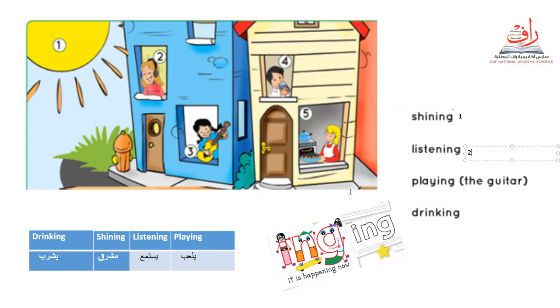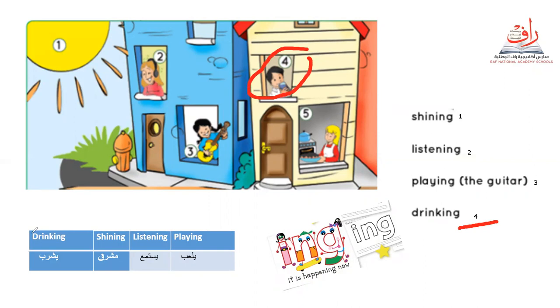Yes, number three. Let's go for number three. Where is number three? She or he? Yes, she. She is playing the guitar. Good job. And number four. Where is number four? Here is number four. Let's circle the number four. What is he doing? He is drinking. Good job. Drinking. This is number four. So we got shining, listening, playing the guitar, and drinking.